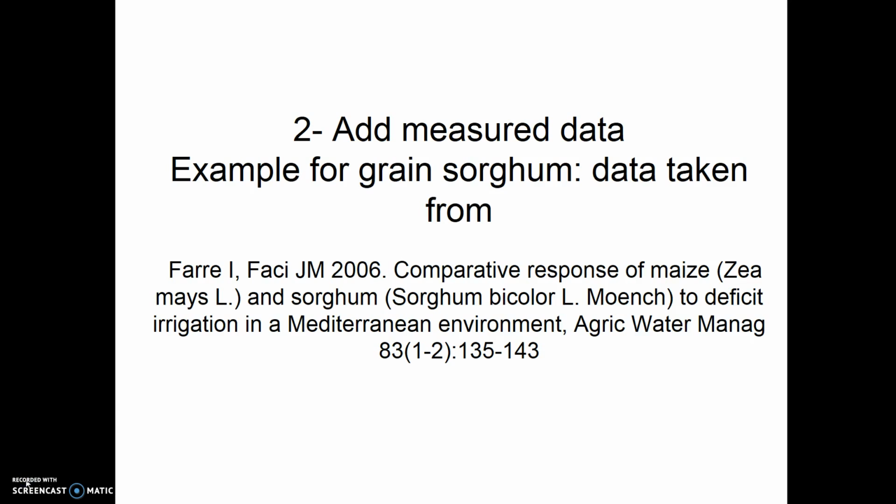The second thing we need to do is to add the measured data, and we will see an example for grain sorghum. We have taken the data from Farré and Faci, "Comparative response of maize and sorghum to deficit irrigation in a Mediterranean environment," which was published in Agricultural Water Management.